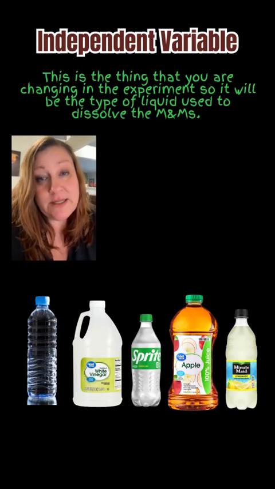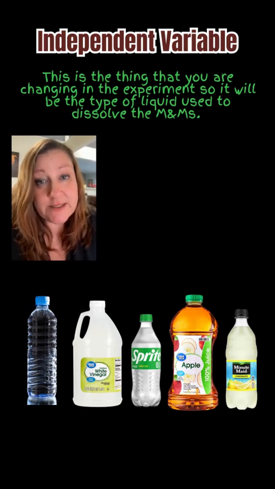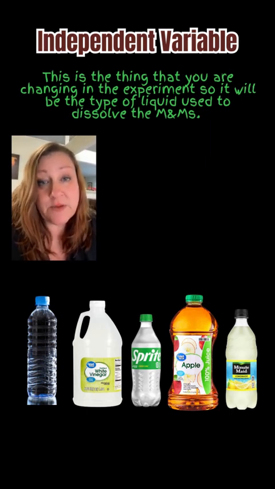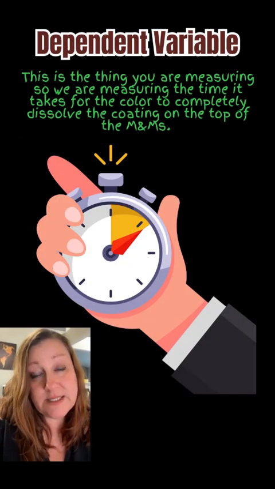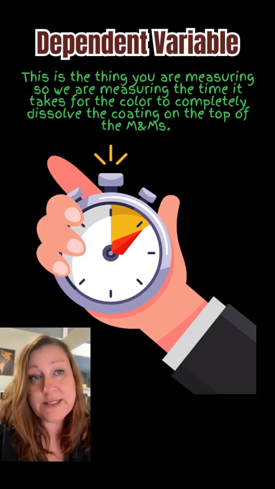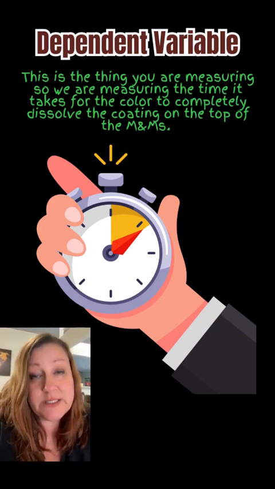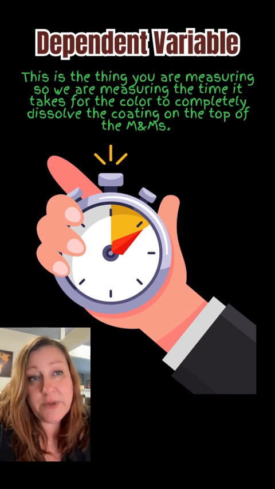Now let's talk about the independent variable. That's the thing that you're changing in that experiment. So in this one, we are changing the type of liquid. So you could name the 3 types of liquids that you're going to use, or 4, or however many. The dependent variable is the thing that you're measuring. So we're measuring the time it takes for the color to completely dissolve the coating on top of the M&Ms.